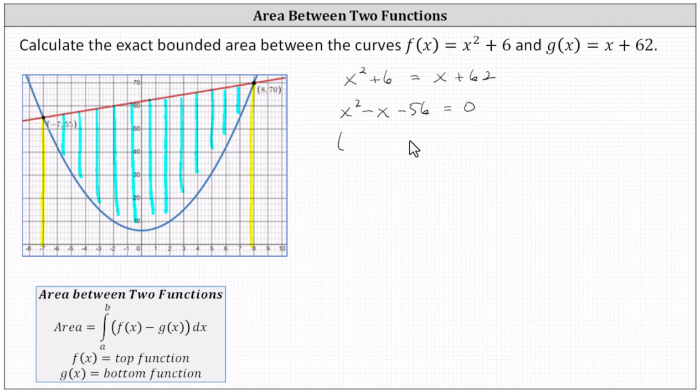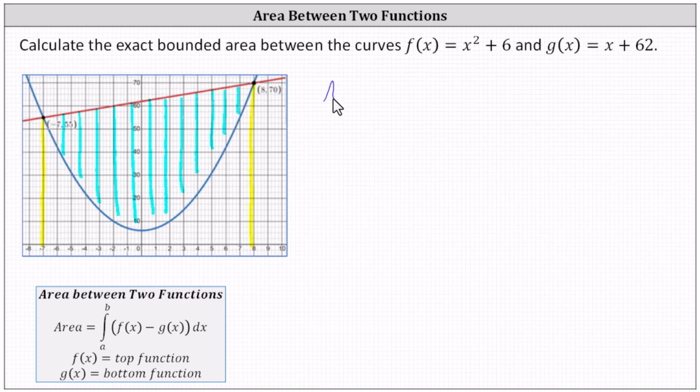Let's solve by factoring. The factors of x squared are x and x. The factors of -56 that add to -1 are -8 and +7. The left side equals 0 when x equals +8, or x equals -7, which we can verify from the graph. And now we have all the information to set up the definite integral that will determine the bounded area.